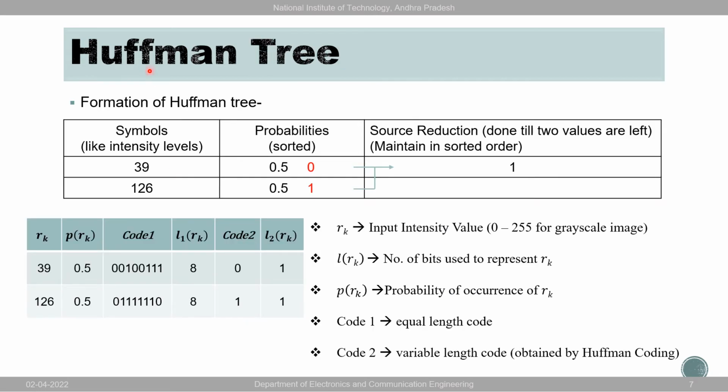The next step is to perform source reduction. We will create a table with symbols, that is pixel values, arranged in descending order of their probability. After that, we'll start from the bottom and add the last two values of probability till we are left with only two values. In this case, we had only two values, so we will assign the binary codes 0 and 1 to the two symbols. We can see in this table how we have changed an 8-bit code, that is a fixed length code, to a 1-bit variable length code using Huffman coding.